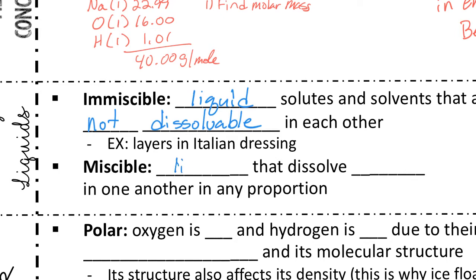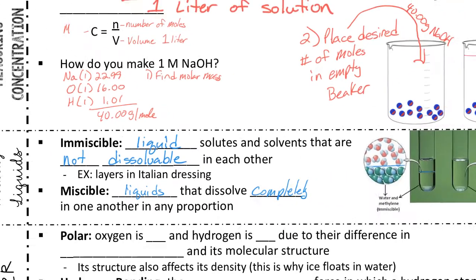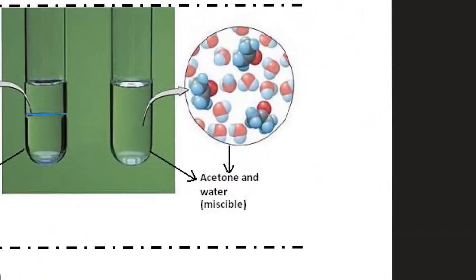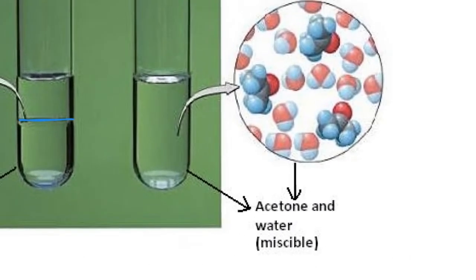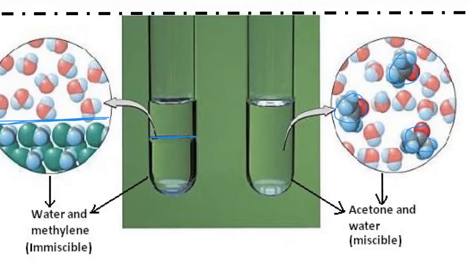These are going to be liquids that dissolve completely in one another in any proportion. So here's an example of miscible fluids. You can see that the molecules are well mixed together. There's no line that forms.